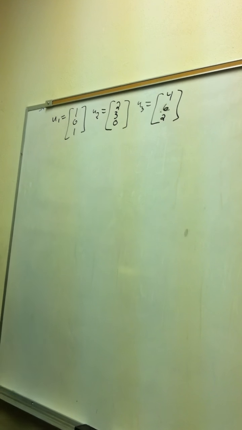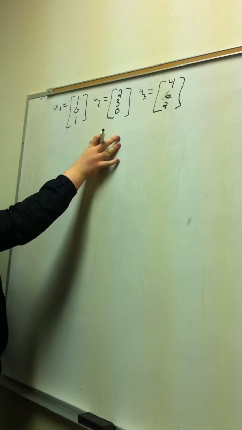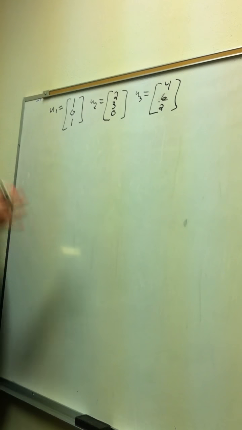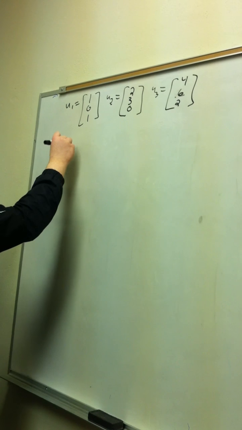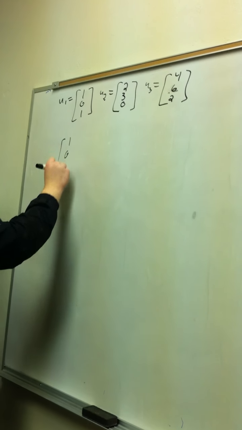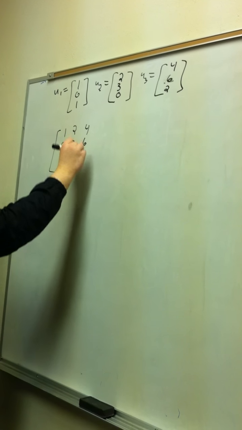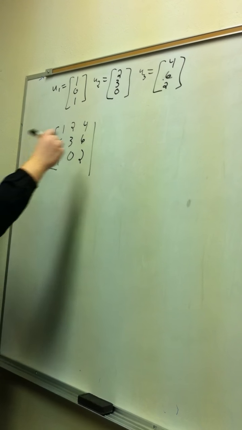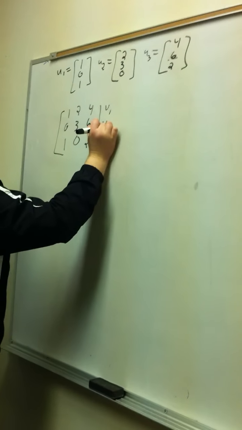Now I want to show whether these three vectors span all of R3. We need to make the same matrix as we made in the previous problem. So we will have a matrix of 1, 0, 1, 2, 3, 0, and 4, 6, and 2. And this should equal the components of V: V1, V2, and V3.